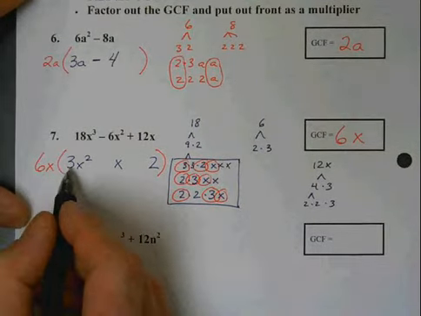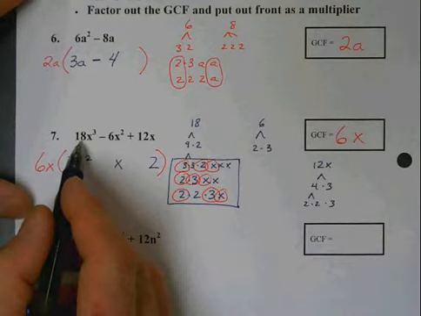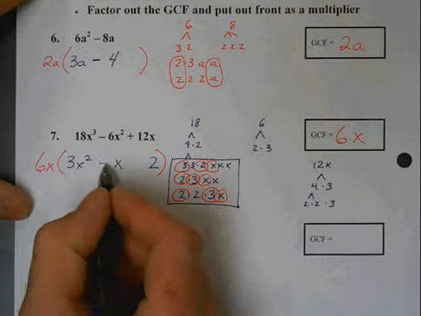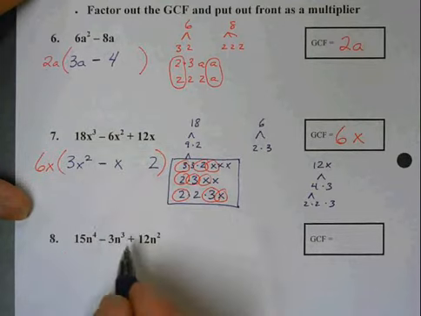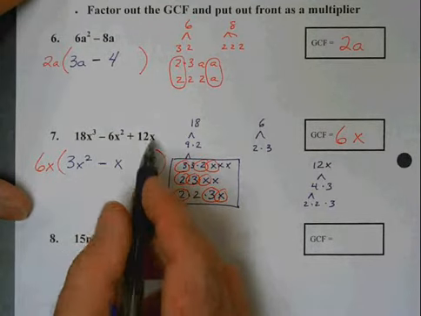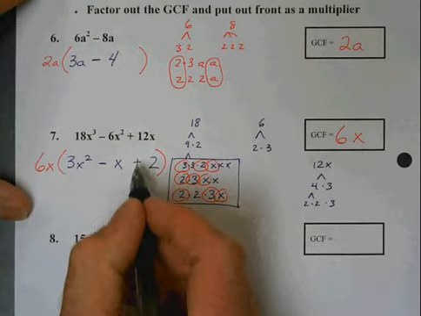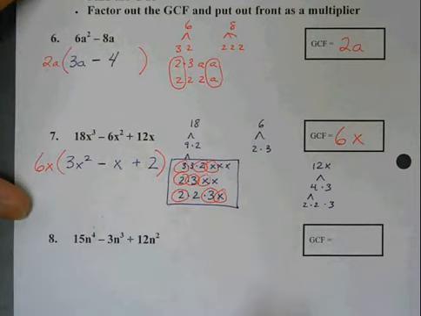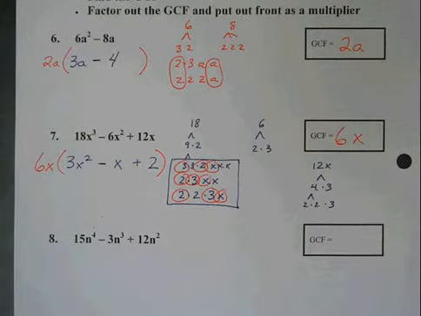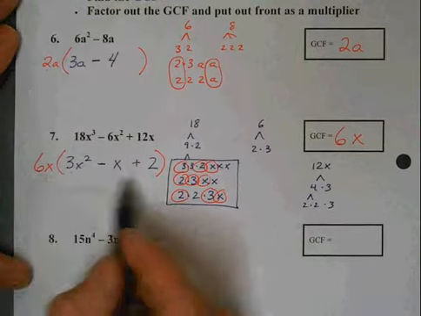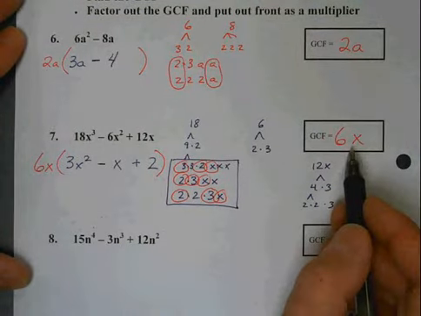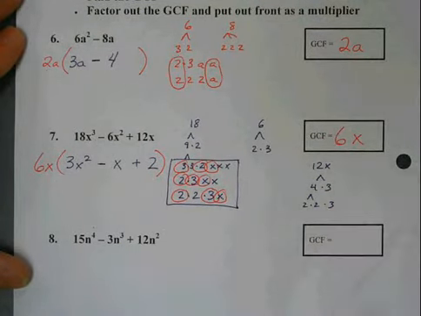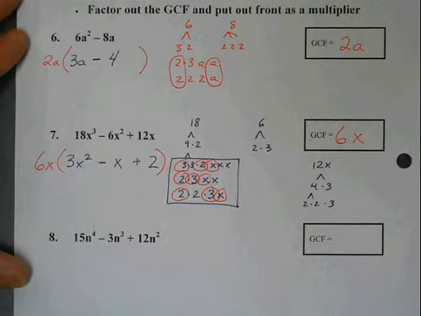6x times positive 3x is 18x cubed. 6x times negative x is negative 6x squared, and 6x times what is 12x? A positive 2. You'll notice the signs follow what the signs are directly above there. So this is called our factored form. This is our GCF. All right, our last one.